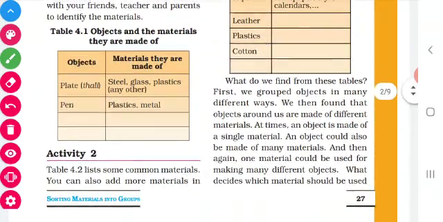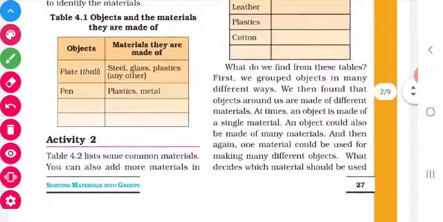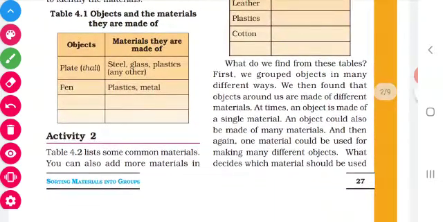So you have to do this activity. Based upon this only we have to do the grouping. An object is made of a single material.